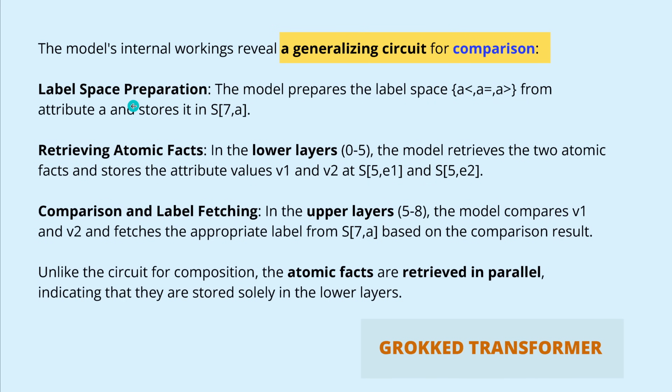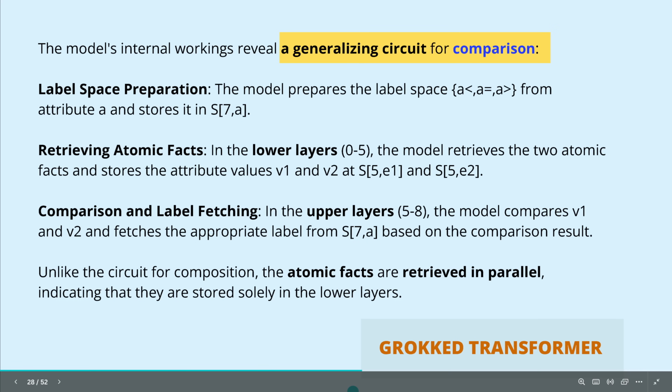Beautiful. So we have the label space preparation. As I showed you, the model prepares a label space from attribute A and stores it in, now you know it, the hidden layer 7. Then it's retrieving the atomic facts. Interesting. In the lower layers, let's say 0 to 5, the model retrieves the 2 atomic facts and stores those attribute values V1 and V2 at the lower levels. Here you see the hidden layer 5.